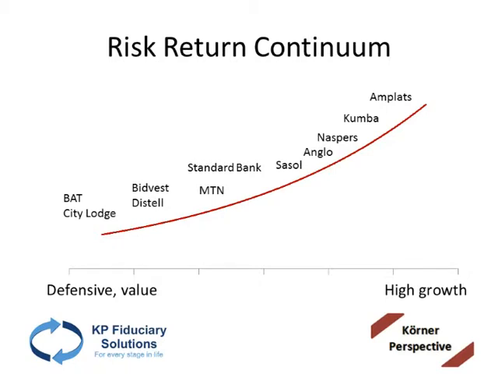Having a look at the graph, on the left-hand side we see companies like British American Tobacco or City Lodge that are not very risky and also have a very low return. And as we move up the scale to the right-hand side of the graph, we see shares like Standard Bank in the middle, which are more balanced shares that have a fair degree of capital variability, but also a fair degree of return. And finally, we have high growth shares, obviously, that are a little bit more risky.